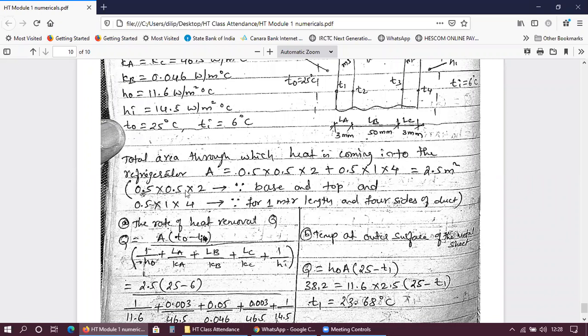So as you can see here, 0.5 into 0.5 into 2 because of base and top area, and 0.5 into 1 into 4, that is 1 meter length, for the 4 sides.